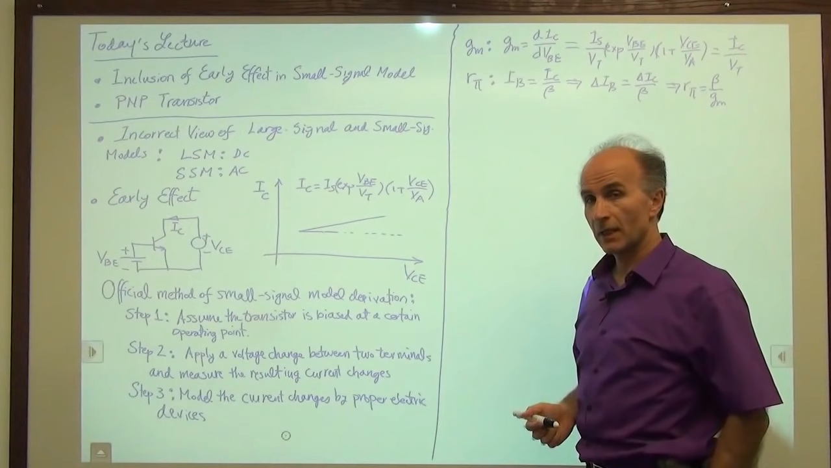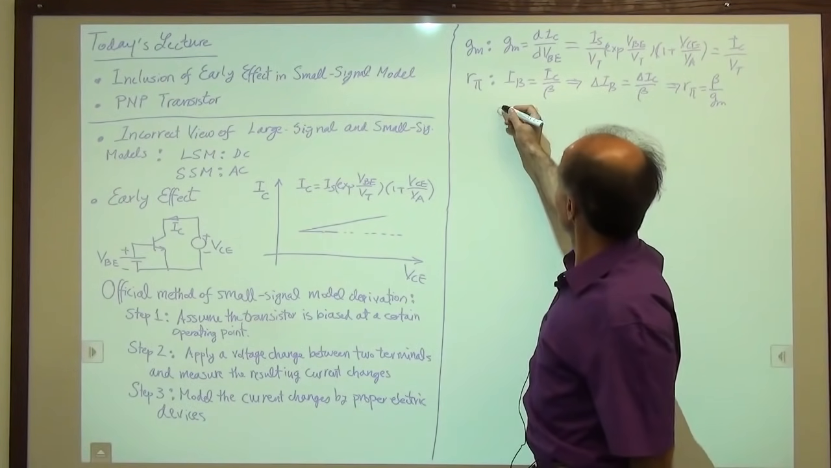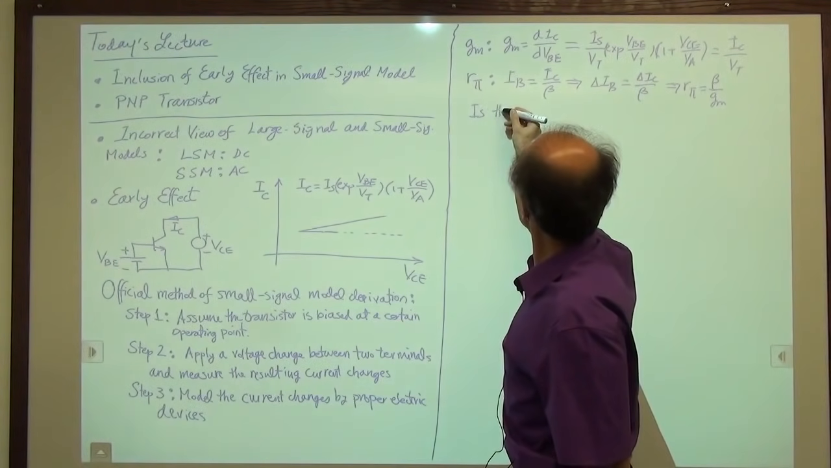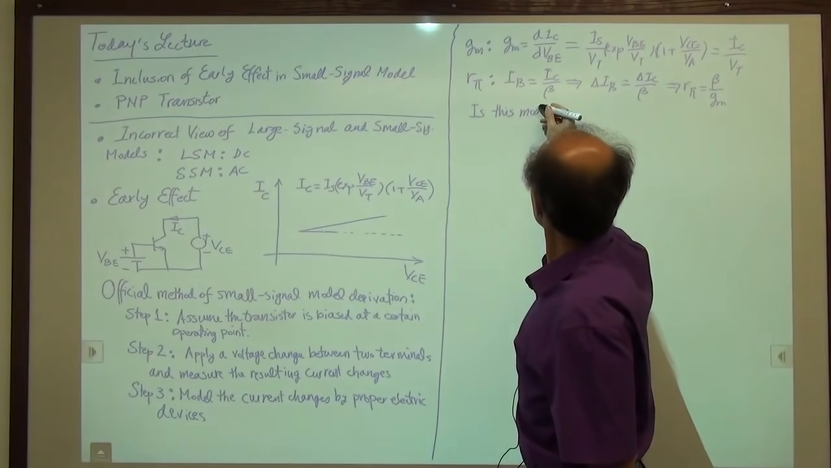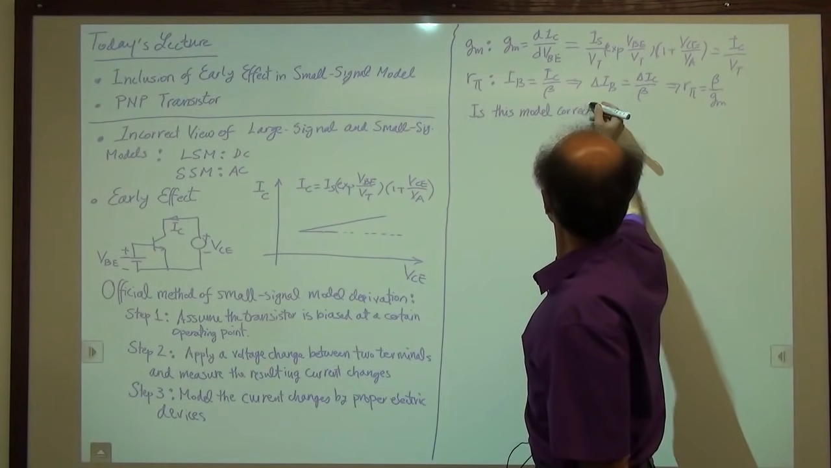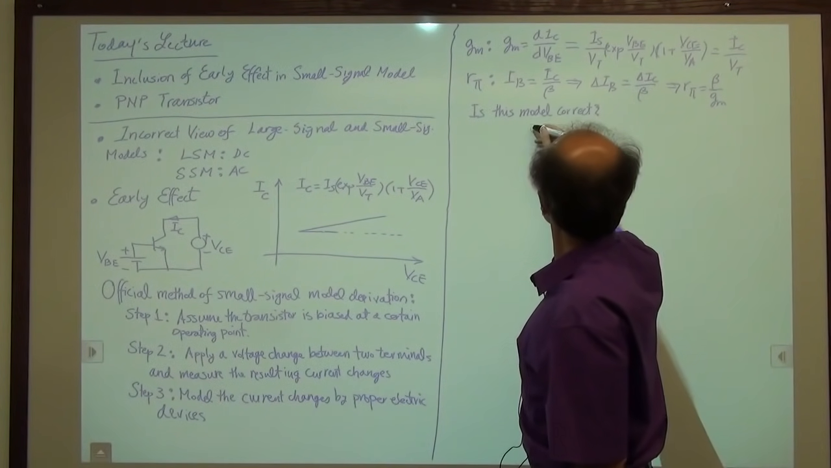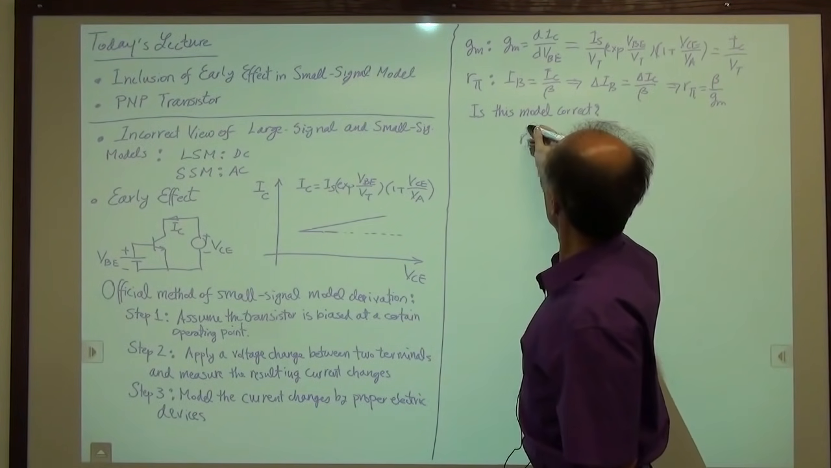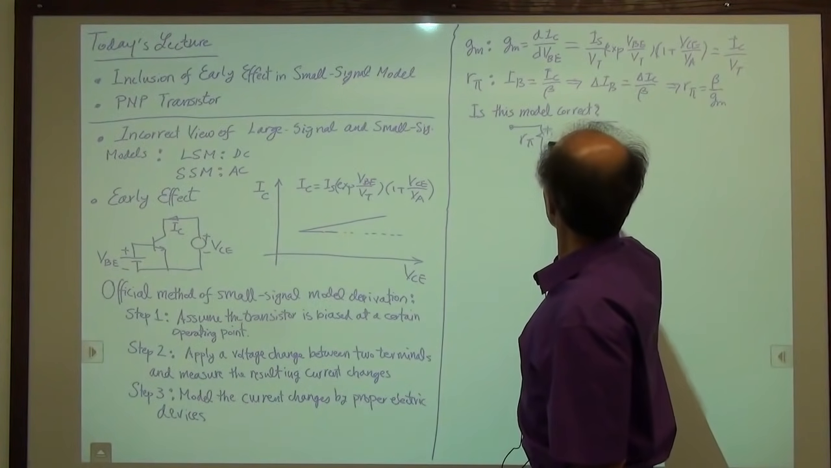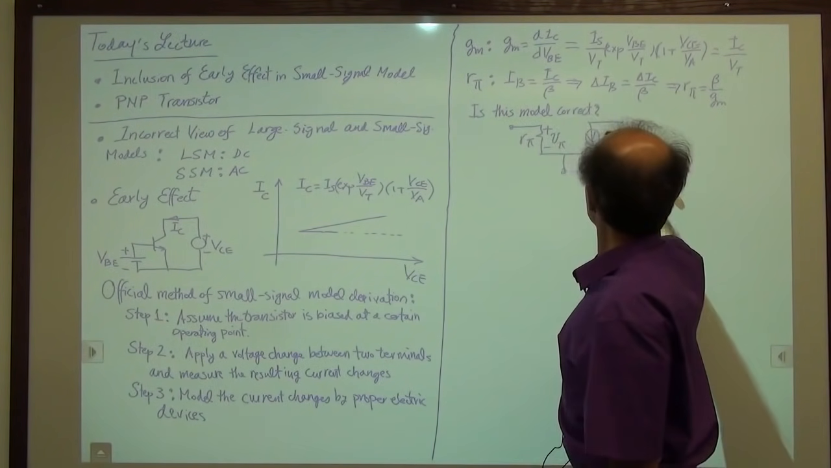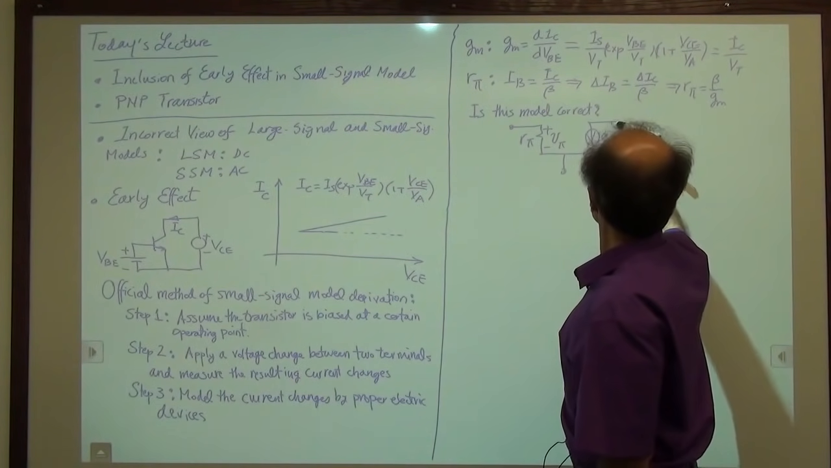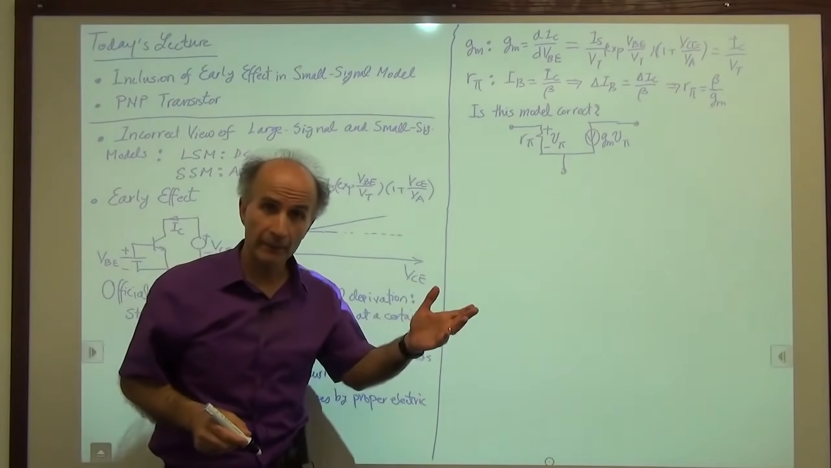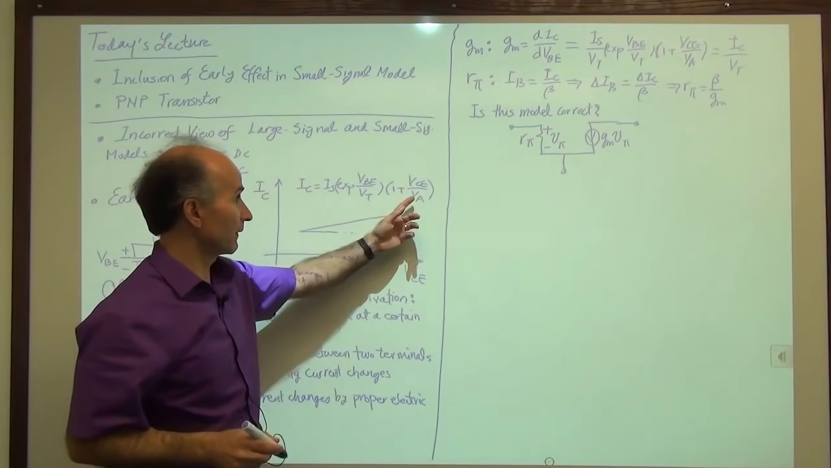Now, the question is, can I just write the model like this? Is this model correct? I have R pi between base and emitter, and I call the small signal voltage V pi. Then this is GM V pi between collector and emitter. So does this reflect everything that's happening in the bipolar transistor now that we have included early effect?